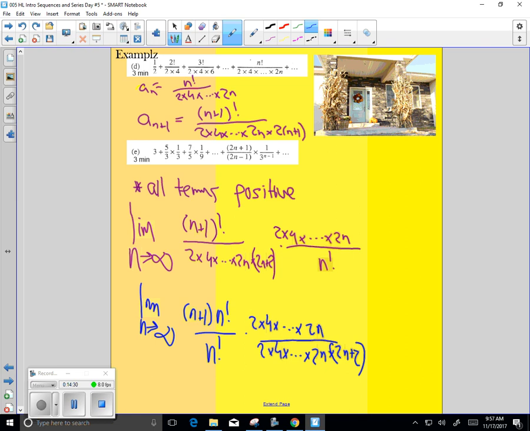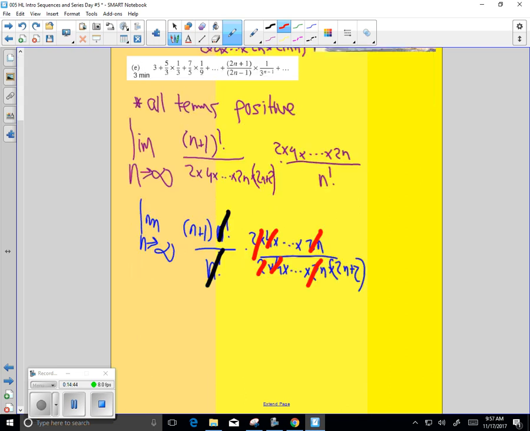Okay, what's going to cancel out? N factorials. What else is going to cancel out? A whole lot of these, right? All the way to here. So it looks like we have the limit as n approaches infinity. Look what's left. N plus 1 in the top. What's in the bottom? 2n plus 2. And so what will that limit be as n goes to infinity? 1/2.